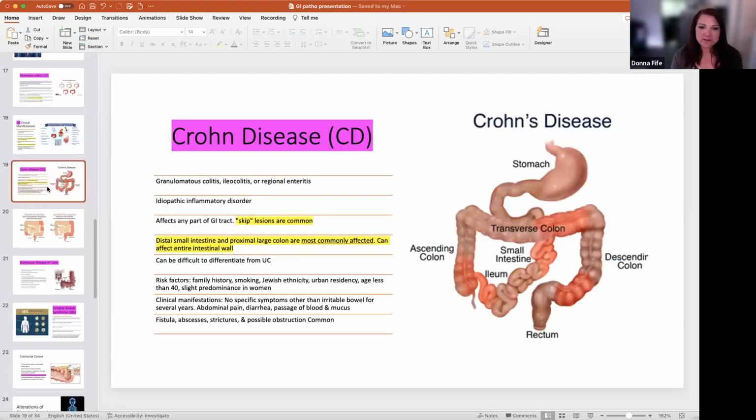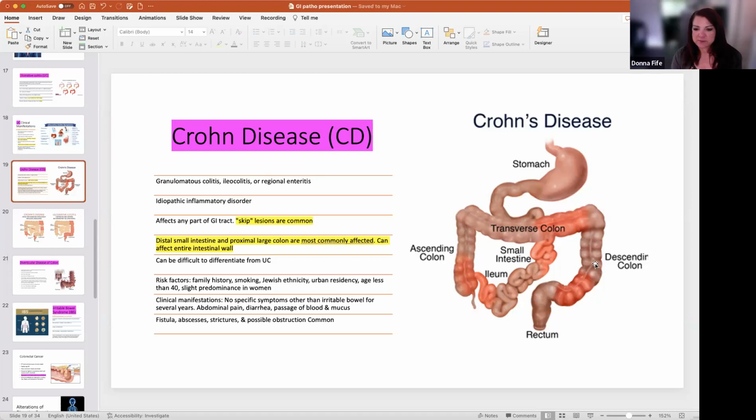Now, Crohn's disease, also called granulomatous colitis, ileocolitis, or regional enteritis. This is an idiopathic inflammatory disorder. Now, this can affect any part of the GI tract, and this has skip lesions. And what are skip lesions? Well, as you can see here, there's parts that are not affected, and there's parts that are affected.